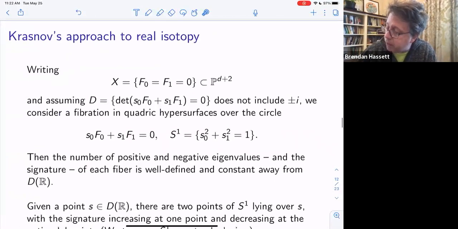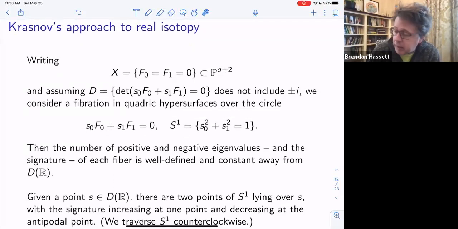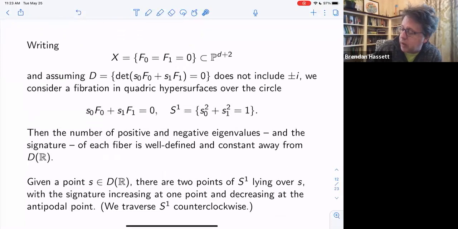So another really beautiful approach to the isotopy problem, I learned about it in Krasnov's papers. It is part of a larger program to understand real connected components of real smooth projective varieties. Let me say a little bit about this now. Again, X is given as a complete intersection of these two quadrics, and we have the degeneracy locus that comes from the determinant. And then we base change to get a family of fibers over the circle.